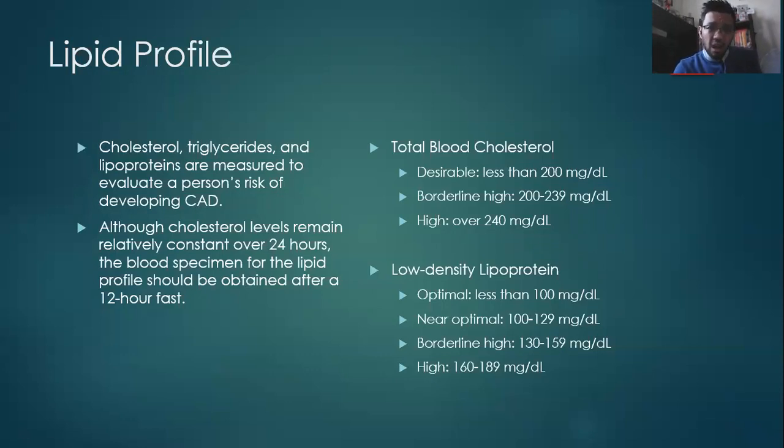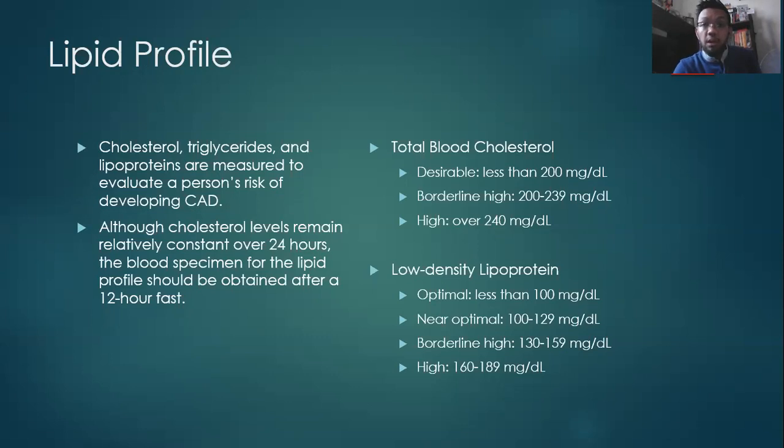So here, although cholesterol levels remain relatively constant over 24 hours, the blood specimen that is obtained from the patient for the lipid profile should be obtained after a 12-hour fast. So we are going to tell the patient to fast for 12 hours first before a blood specimen is going to be withdrawn from them.